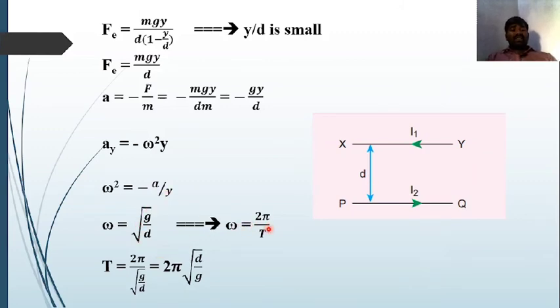Now we compare this omega with the time period of oscillations. Angular velocity or angular speed is equal to 2 pi upon time period of oscillations. Now we want to find the time period of oscillation. So we write T is equal to 2 pi upon omega. Omega is replaced by square root of g by d. Finally, we get 2 pi square root of d upon g. This is the time period of oscillations for simple harmonic motion.